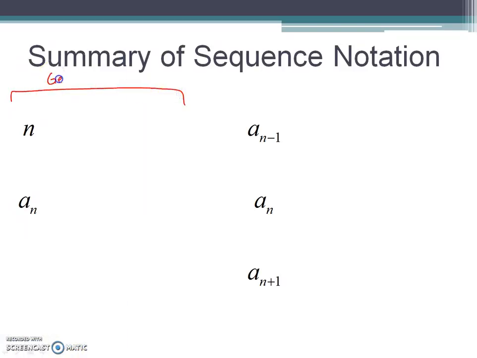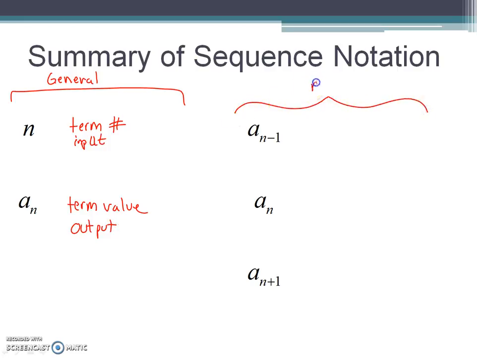These are all just general terms. This is usually the term number, and this is usually your term value, your input and your output. And these notations usually come with recursive sequences. What you can think of is a sub n represents your current term. So if you're talking about a sub 4, that makes it your fourth term, that's where you currently are. A sub n minus 1 would be your previous term. So in that case, if you're sitting here at a sub 4, the previous term would be the third term. And then the n plus 1, you can think of the word next, and so that would be your fifth term.